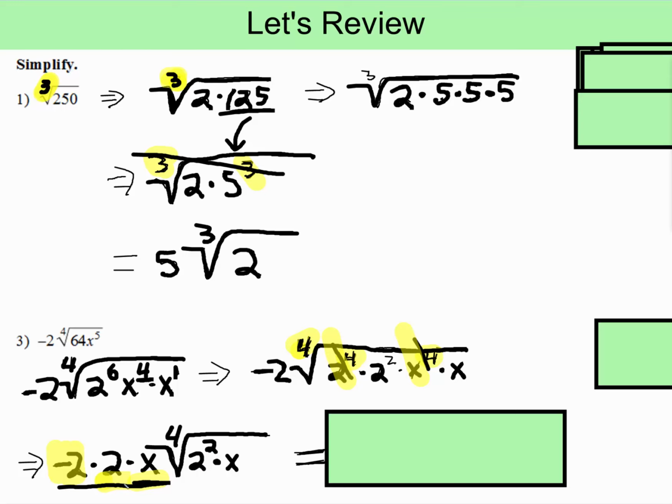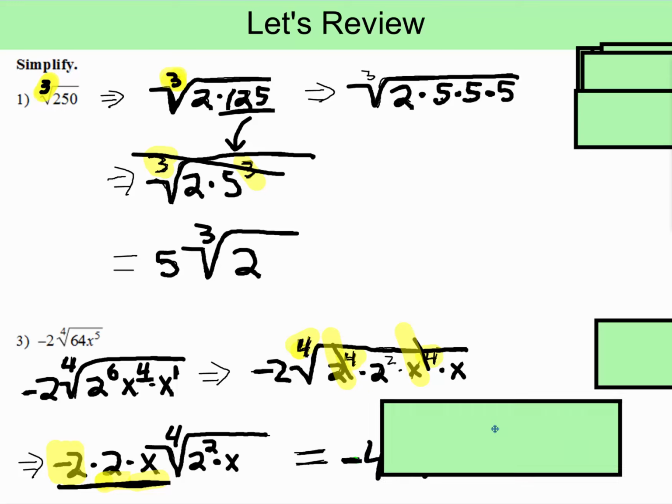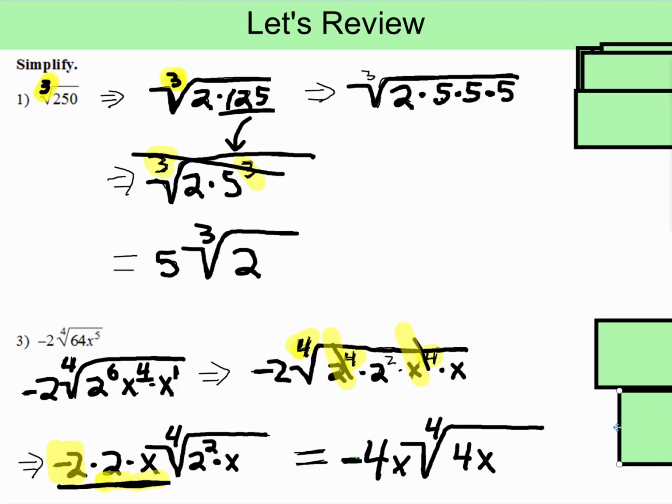We can multiply those three things together, and we can square that, and that is going to be our final answer. There you go. -2 times x is -4x, and then we're left with times the fourth root of, well, 2 squared is 4, so 4x. All right, so that is just a very quick review of simplifying radicals.